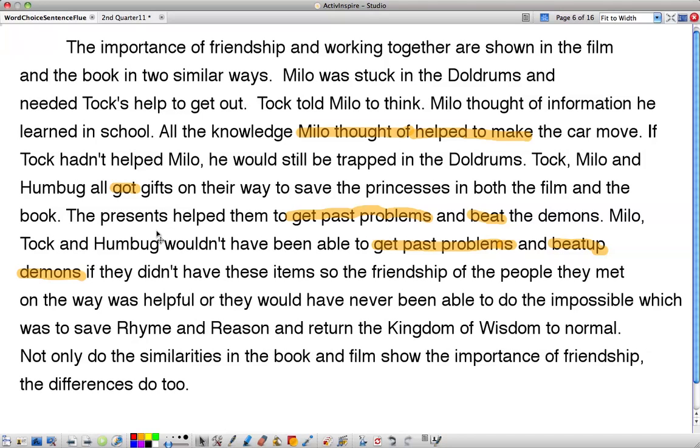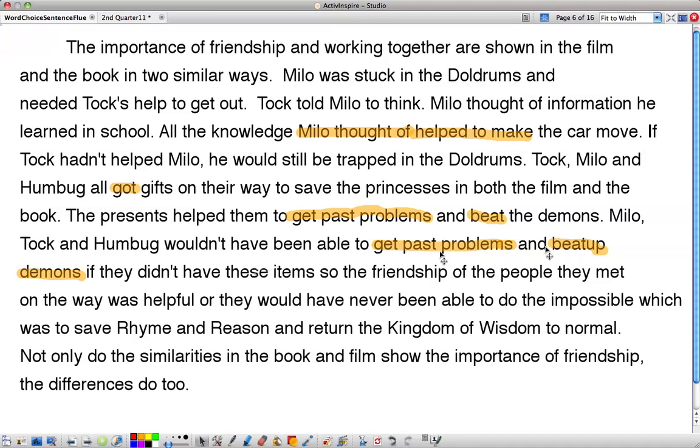Then look here. "Presents helped them to get past problems." Get past problems? "And beat the demons." Well, it wasn't like they were actually pounding on the demons with bats. So I think I might want to use a better word than "beat." And then down here I said, "have been able to get past problems" again. Something needs to be done. And I've used it twice. I don't know what I was thinking.